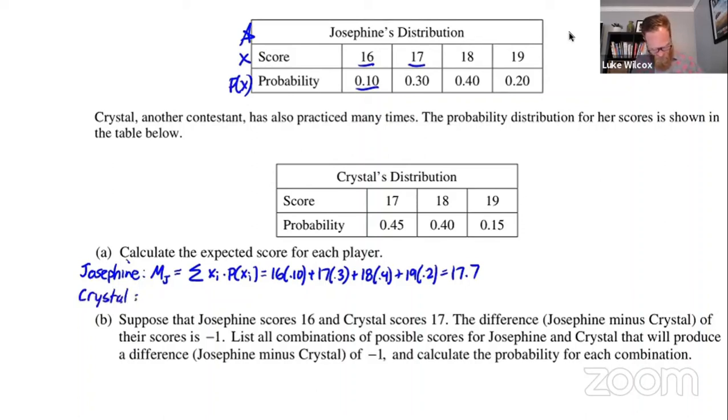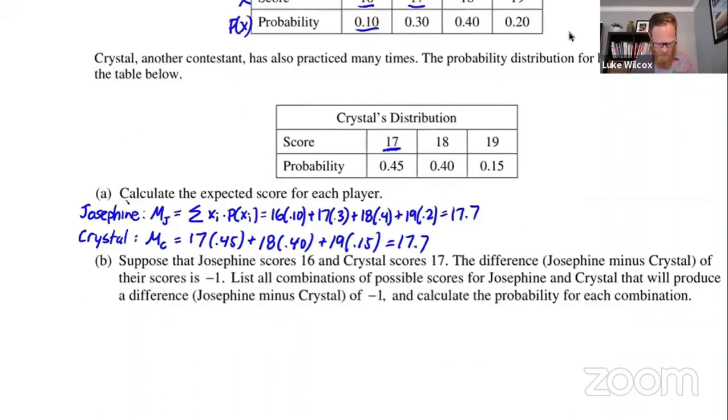So for Crystal, it's going to be the mean of, I'm going to use a subscript of C here for Crystal, and we're just going to take each value and multiply it by its respective probability and then add those up. We've only got 3 values to work with here. And sure enough, you plug this into your calculator and you are going to get exactly the same expected value for Crystal. So to start out, it appears that these two players are equally good at this particular arcade game, right? They have the same expected value or expected score.